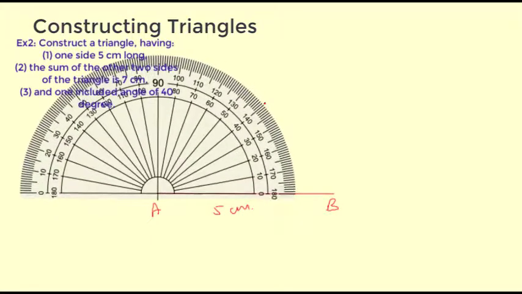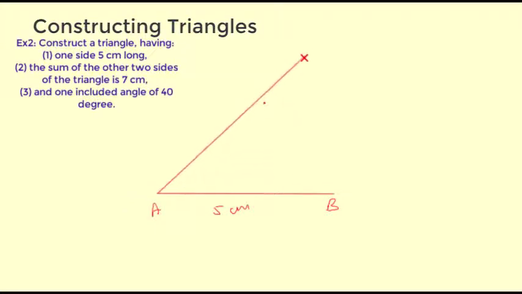segment AB. Okay. Let's connect these 2 points and this will be our required line along which we will have the 40 degree angle. Okay. So let's say this is ray AZ.